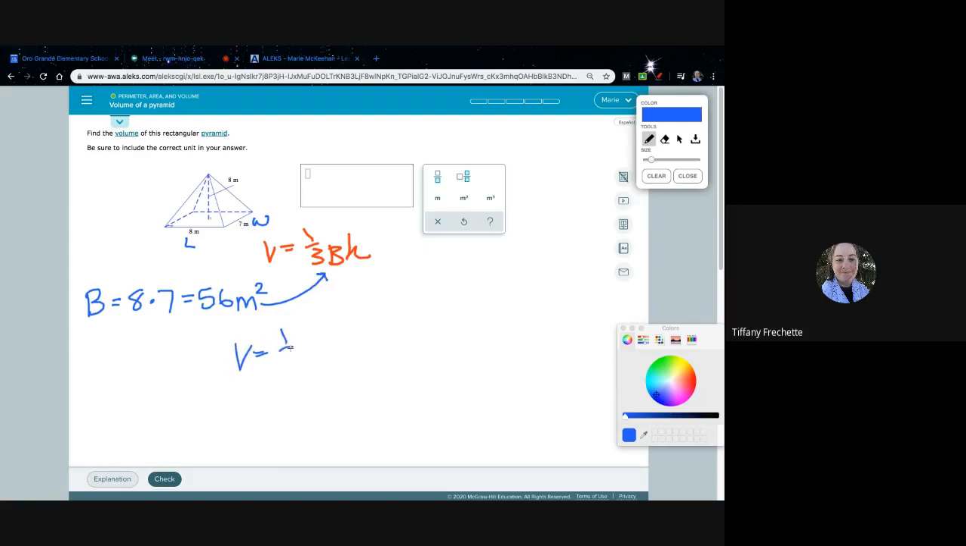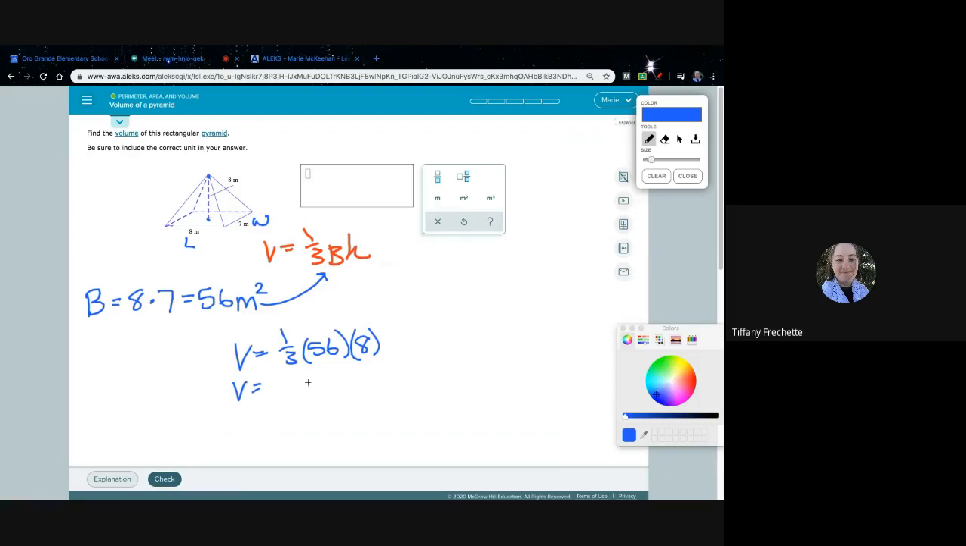So volume equals 1/3 times, instead of B, I'm going to write 56, times h, the height of the pyramid itself. And that's always going to go from the center straight up to the tippy top, the point of the pyramid. That's the height of the pyramid. So 8. Every once in a while, they will give you what's called the slant height, which just means it's on the tilted part here. We don't want that height for the pyramid. That might be extra information they give us. For this one, we just want from the center straight up. That's the actual height of the pyramid.